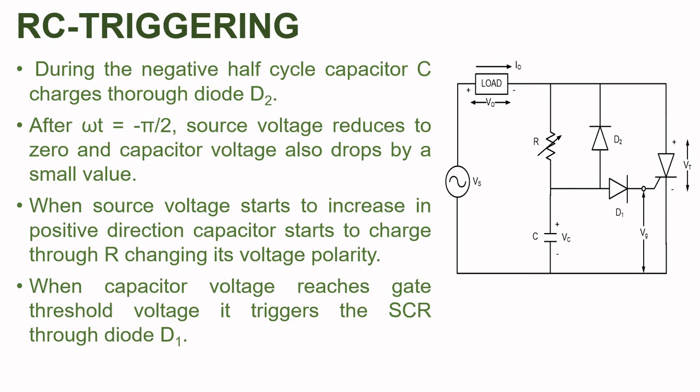When the source voltage starts to increase in the positive direction, the capacitor starts to charge with opposite polarity through resistance R. When the capacitor voltage reaches the gate trigger voltage or the gate threshold voltage, it triggers the SCR through diode D1. Once the SCR is triggered, the current now flows through the SCR rather than flowing through the triggering branch, which consists of the resistance, capacitance and the two diodes. So now let us see all these processes one by one.